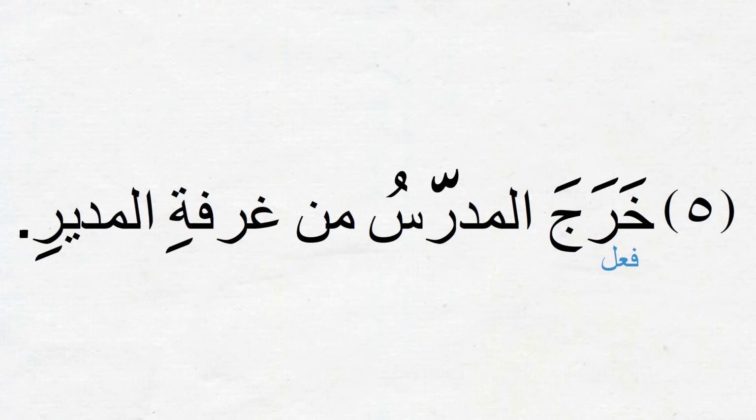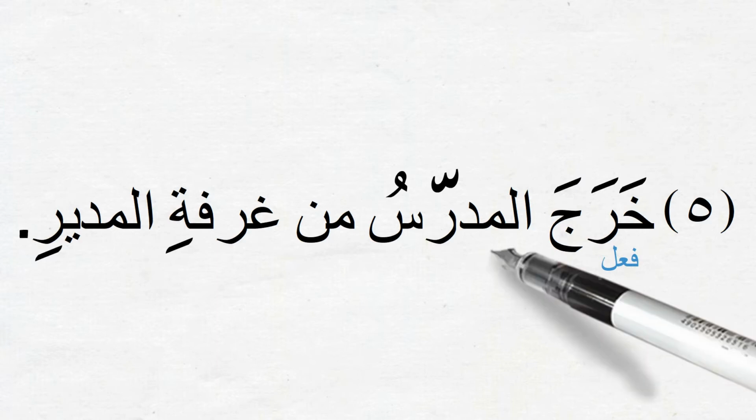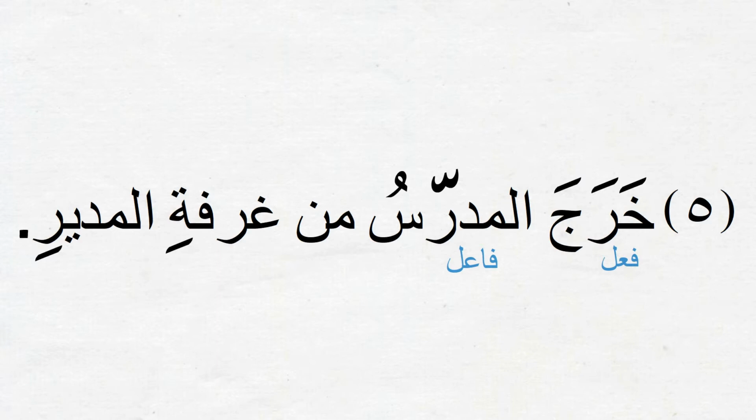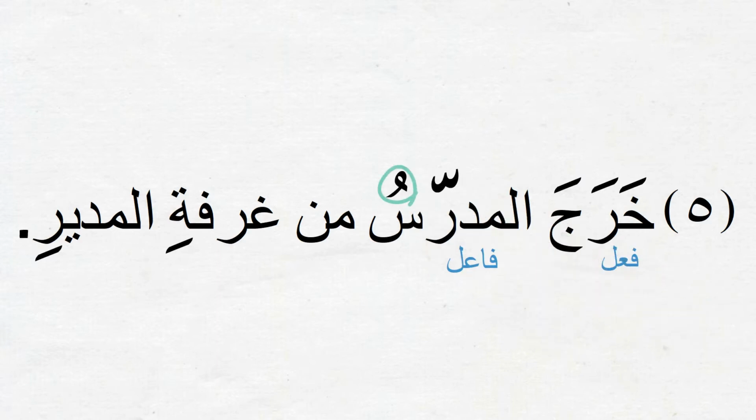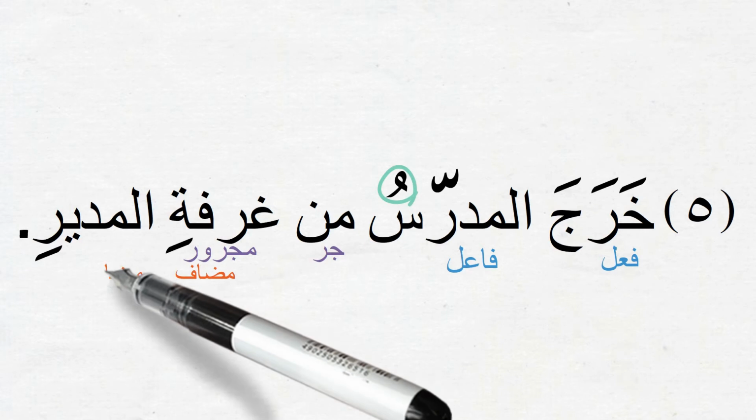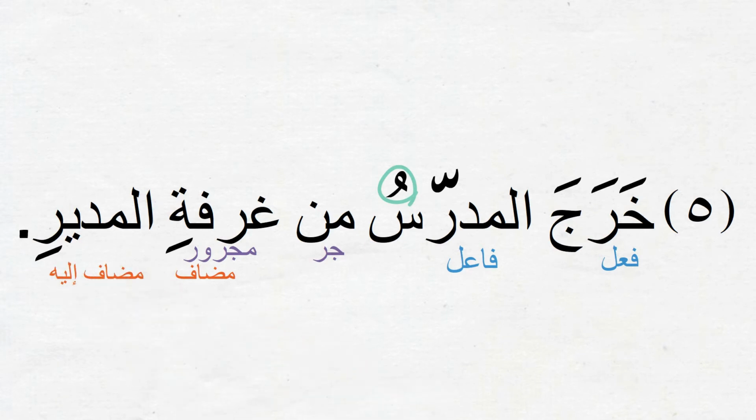The fa'il of the fi'l خرج here is al-mudarrisu. That is why it is coming as marfu'. Remember from the last lesson, the fa'il always comes as marfu'. The rest of the words are giving additional details about the kharaja. Min is harf jar, غرفة is ism majrur, it is also mudaf, and al-mudiri is the mudaf ilayh.